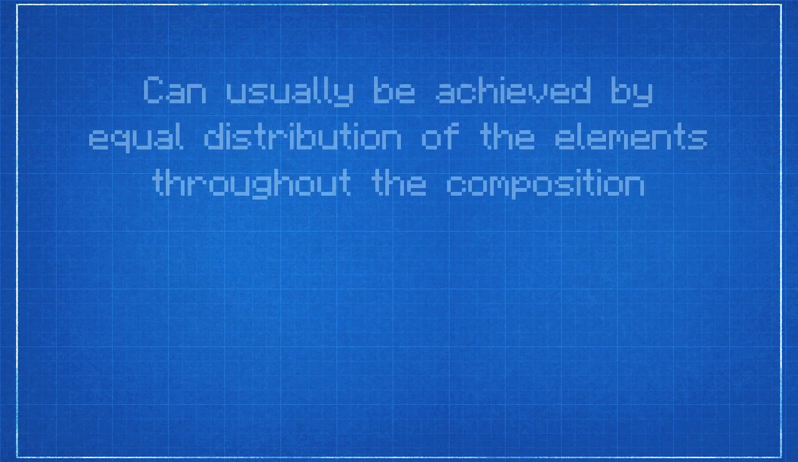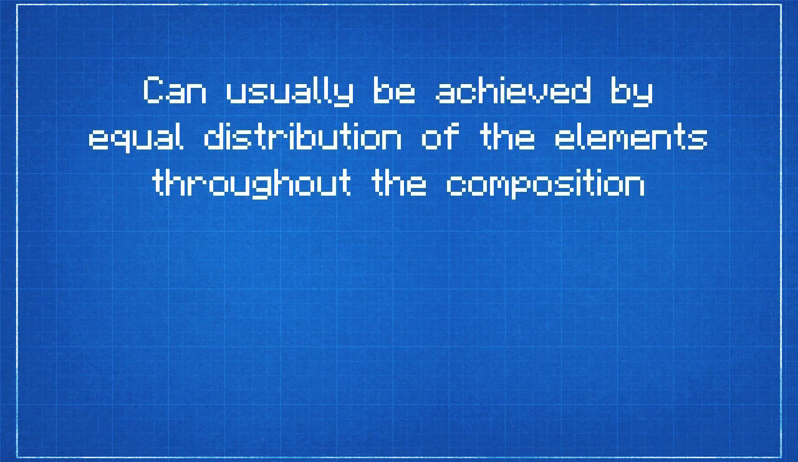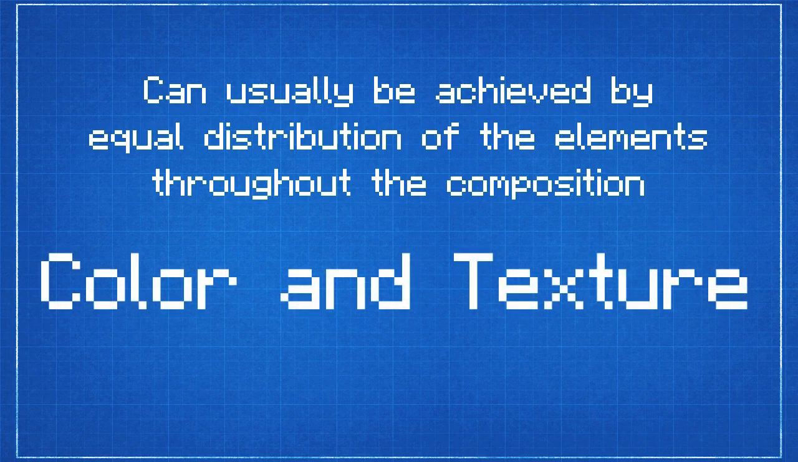Of course, there are many ways that a builder can achieve the quality of unity in their builds. As said before, unity can be achieved through equal distribution of various elements. The most effective are color and texture. So let's take a look at some good uses of unity through those two elements.